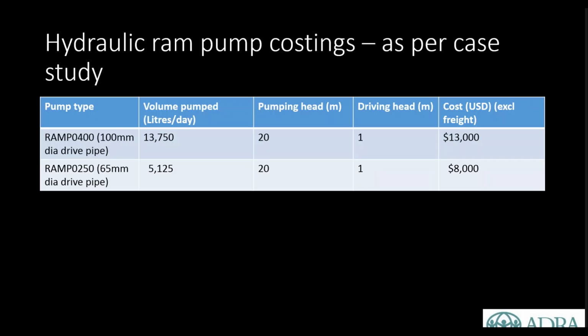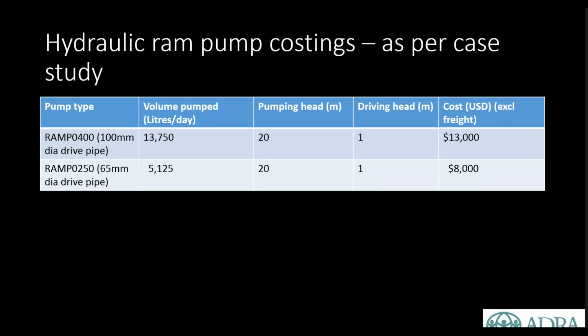For a pumping head of 20 metres, which means you want to pump up a 20 metre lift, if you've got a drive head of 1 metre, you can pump 20 metres, and you would get about 13,700 litres per day. So if you've got a drive head of, say, 5 metres, then you would be able to pump up 100 metres and get about 13,750 litres per day.